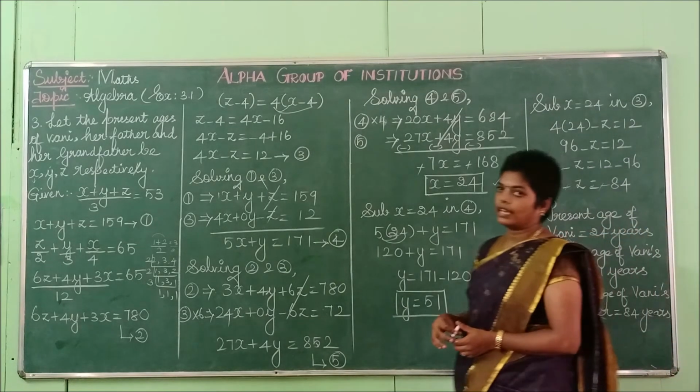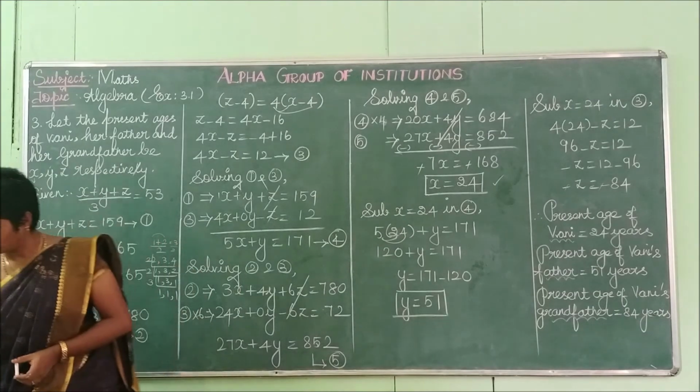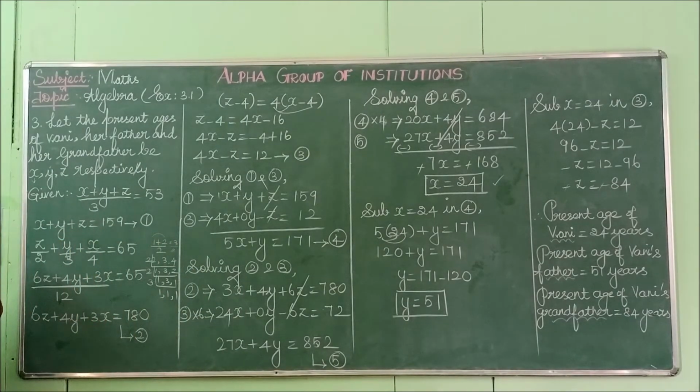So look at the question once again. Vani, her father and her grandfather have an average age of 53. One half of her grandfather's age plus 1/3 of her father's age plus 1/4 of Vani's age is 65. 4 years ago, if Vani's grandfather was 4 times as old as Vani, then how old are they now? So listen. We don't know their ages, so you can simply take them as x, y, z.